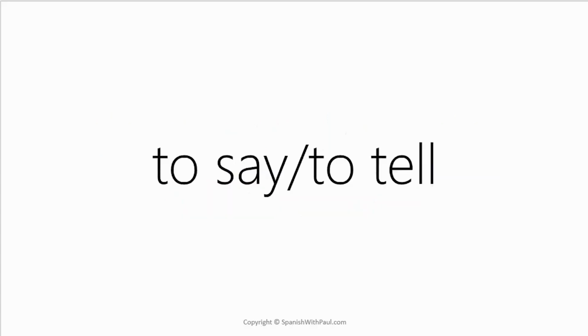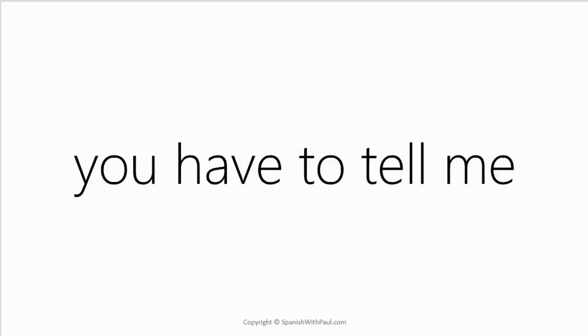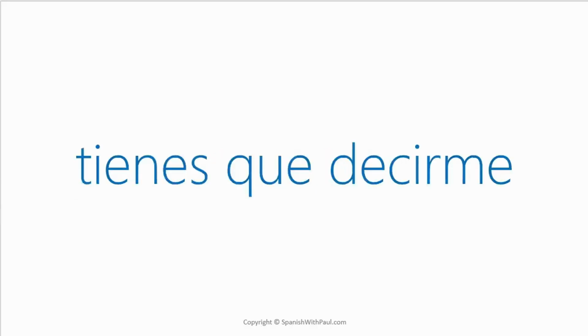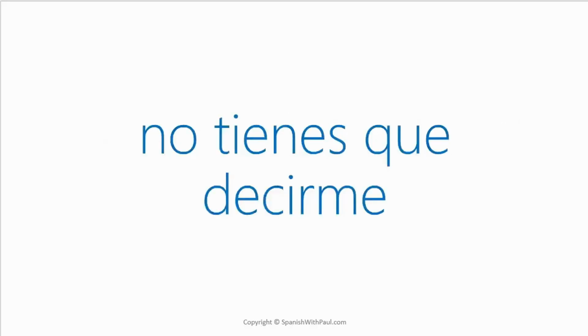What's the verb to say or to tell? Decir. And how would you say to tell me? Decirme. Now say, you have to tell me. Tienes que decirme. You don't have to tell me. No tienes que decirme.